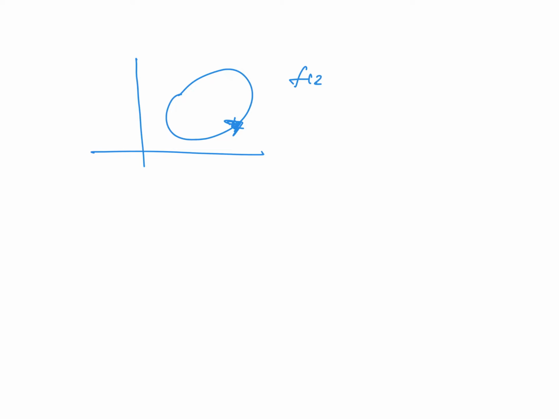f(z) is analytic inside C. Then what do we have? Cauchy's integral theorem says this is going to be 0, right?